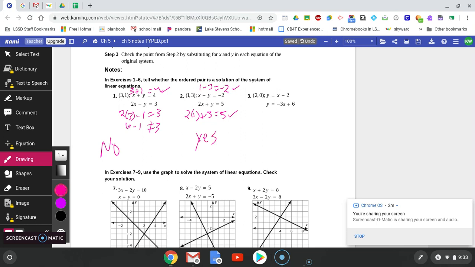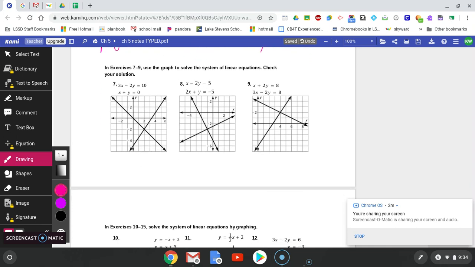On number 3, I'll plug in a 0 for my y and a 2 for my x. 2 minus 2 is in fact 0, so that one checks out. If I plug in a 0 for my y and a 2 for my x on my second equation, negative 3 times 2 is negative 6. Negative 6 plus 6 is 0. So yes, that coordinate point is a solution.